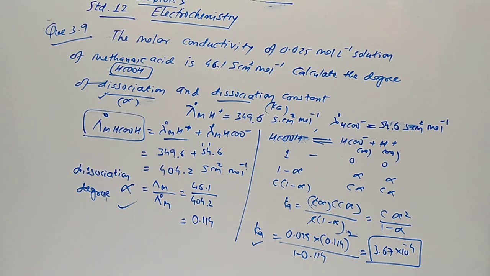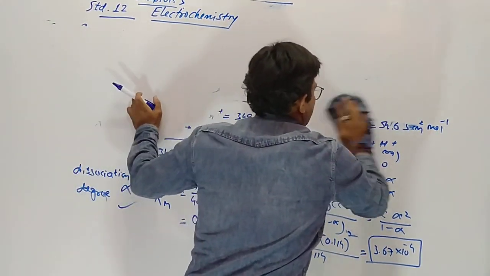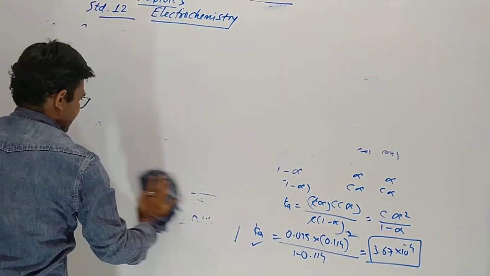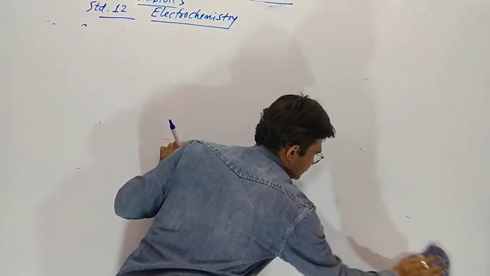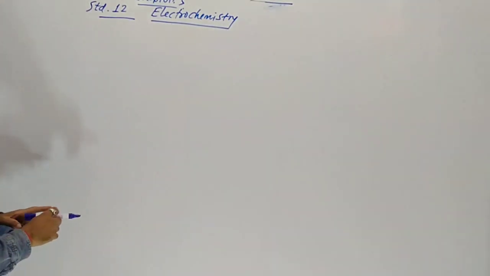Okay. Now we are going to the next point of our chapter. Here the point is changed: electrolytic cells and electrolysis. Yes, we are going to electrolytic cell and electrolysis, which is the inverse of an electrochemical cell.